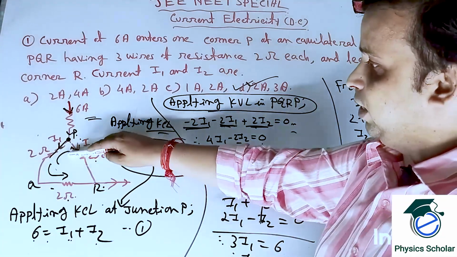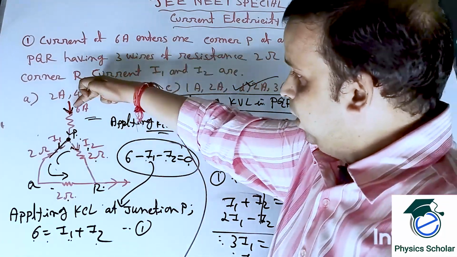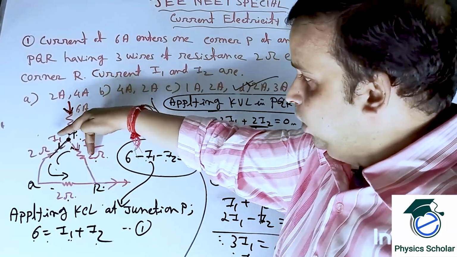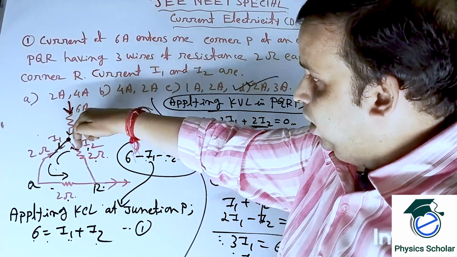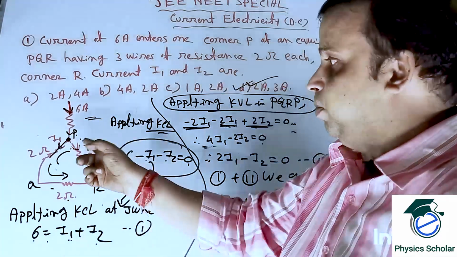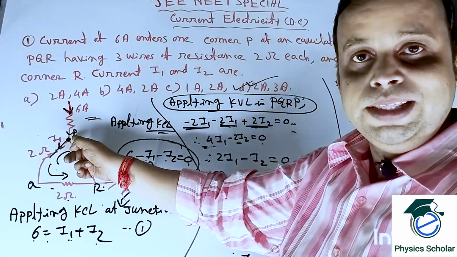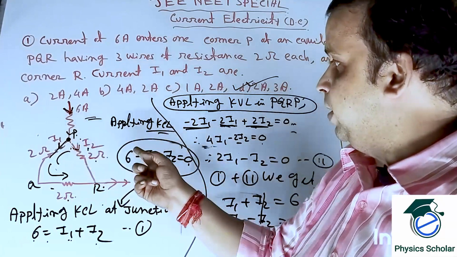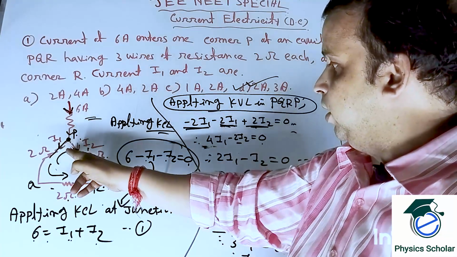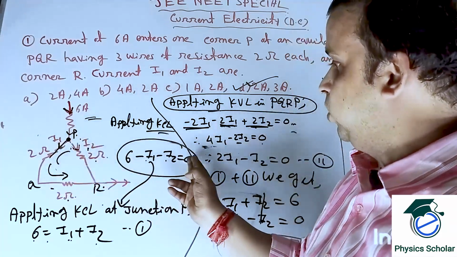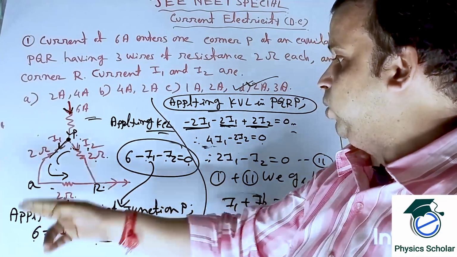So this is the triangle. Clear? So 6 ampere is entering at this point, and 2 currents, I1 and I2 ampere, are exiting from this point. So applying KCL at this point P, what can you write? 6 minus I1 minus I2 is equal to 0. That means I1 plus I2 is equal to 6.